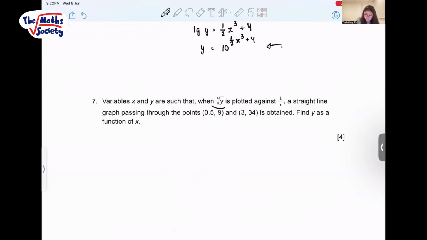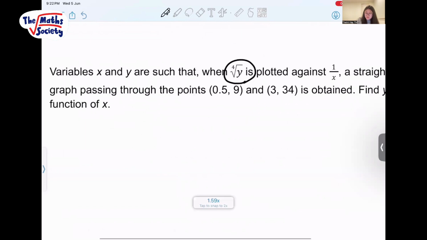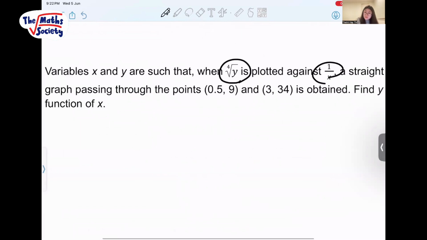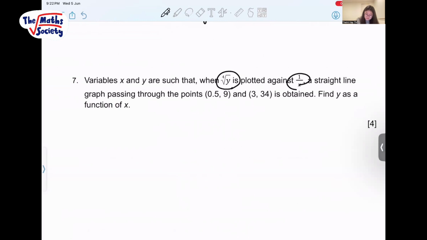And then we have question number 7, which is such that x and y are the same. It says it's not a normal y as well. It's y root power 4, and it's plotted against 1 by x, and a straight line passing through (0.5, 9) and (3, 34). So let's try to find the gradient first. So m equals 34 minus 9 by 3 minus 0.5.